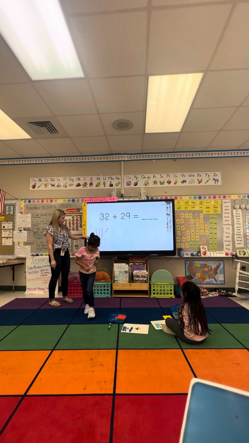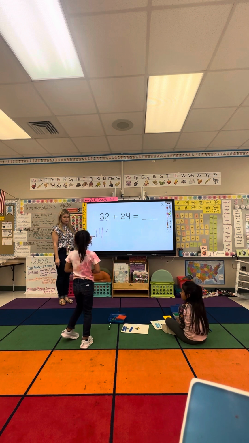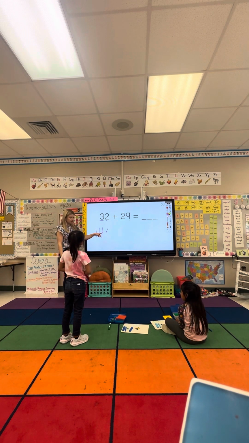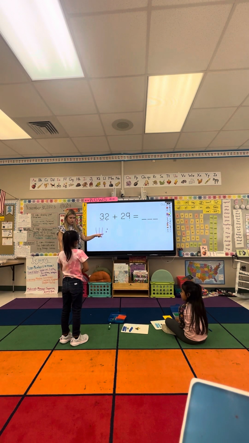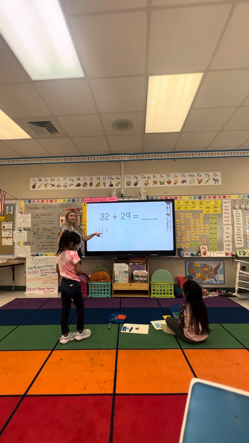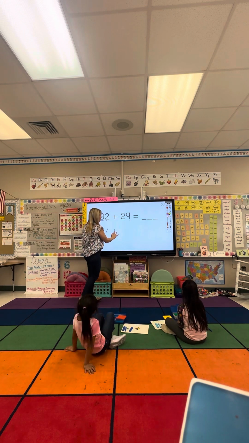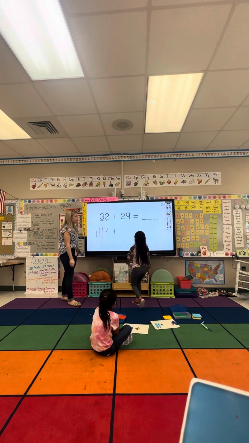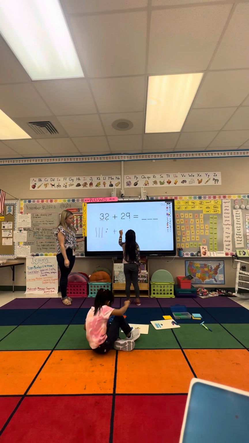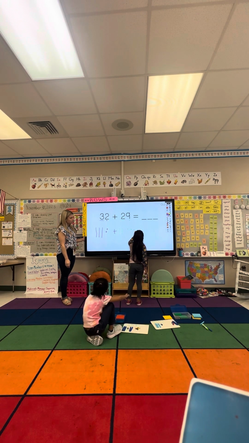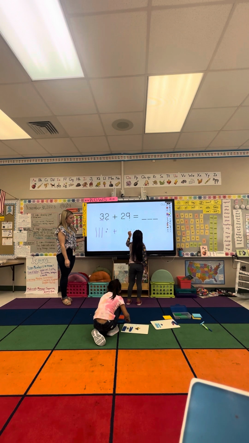Perfect, so you had how many 10 rods? 3 10 rods. And 2 ones. 2 ones cubes. Perfect. All right, Rosalina, do you think that you can come up and draw the 10 rods and the ones cubes for 29? Perfect.